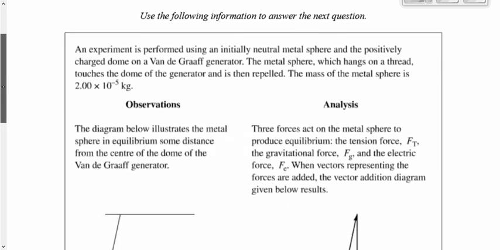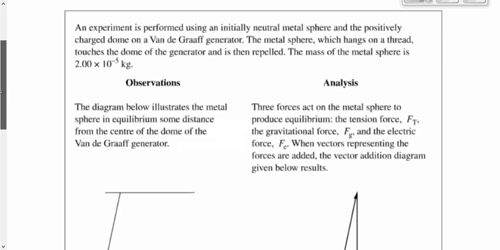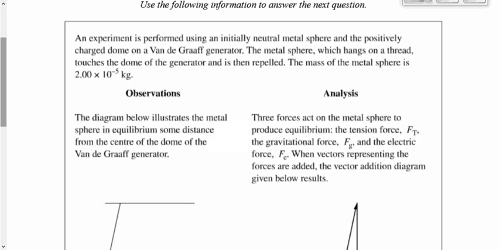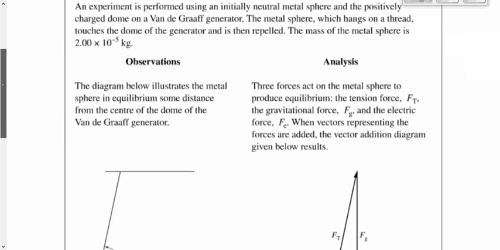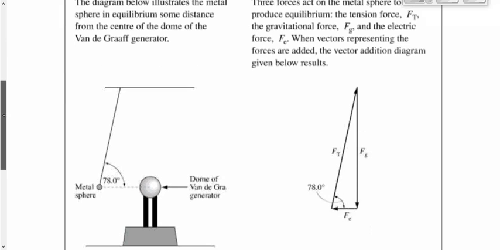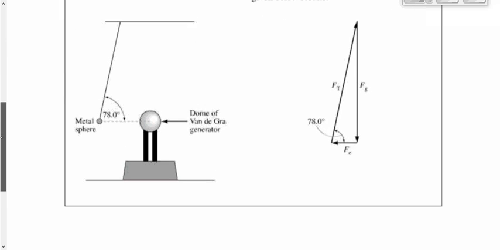Practice question set number 7 here, guys. It says, an experiment is performed using this thing that we call a Van de Graaff generator, which, if we have a little bit of time, we might pull out later today and see what we can do with it. A metal sphere hangs on a metal thread. The mass of the metal sphere is 2.0 times 10 to the negative 5. This is what it looks like, at an angle of 78 degrees here.